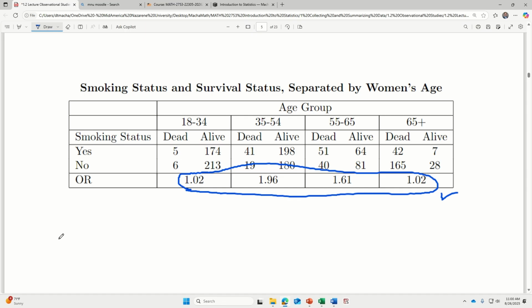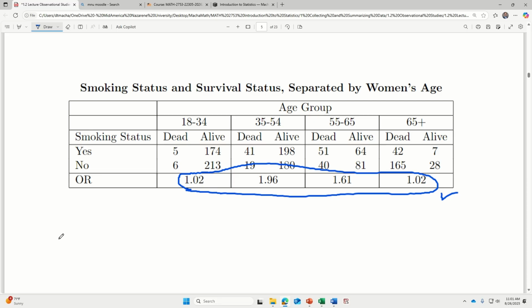In the group from 55 to 65, non-smokers were 1.6 times as likely to survive, and for 65 plus, I guess it didn't really matter that much again. But this is the same exact data. It's just that now I'm being a little bit more careful with the way I analyze the data by splitting them up into age groups first.